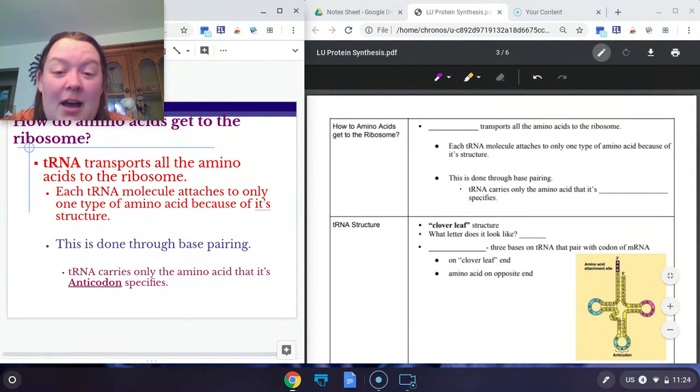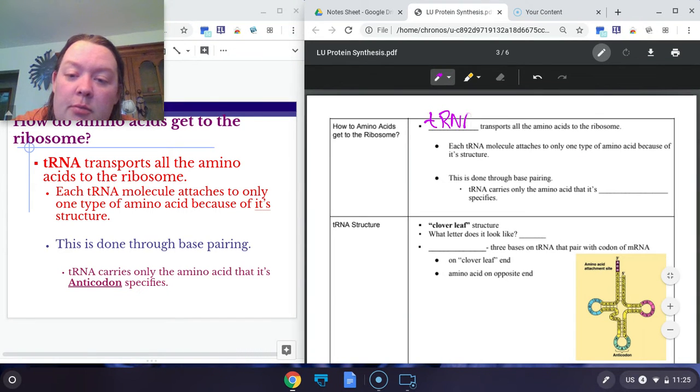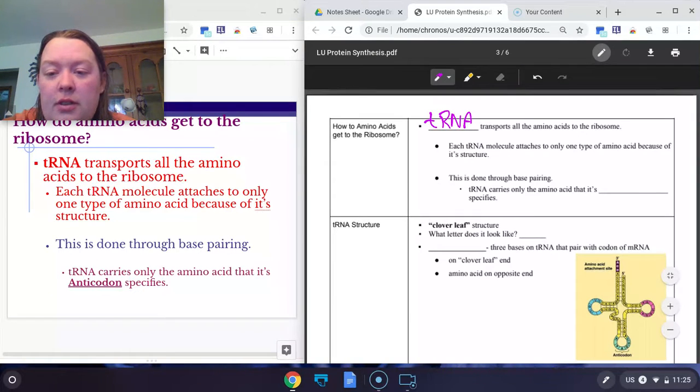Now you might be wondering how our amino acids are going to get to the ribosome. And that happens by using tRNA. So remember, tRNAs are going to transport the amino acids to the ribosome. Each tRNA has its own amino acid that it's responsible for because of its structure. And this is done through base pairing. So tRNA carries only one amino acid, and that amino acid is identified based on its anticodon.